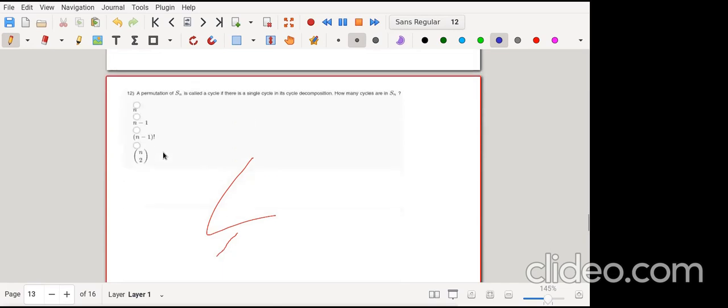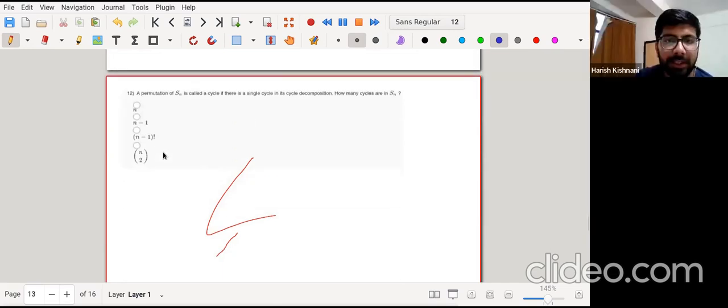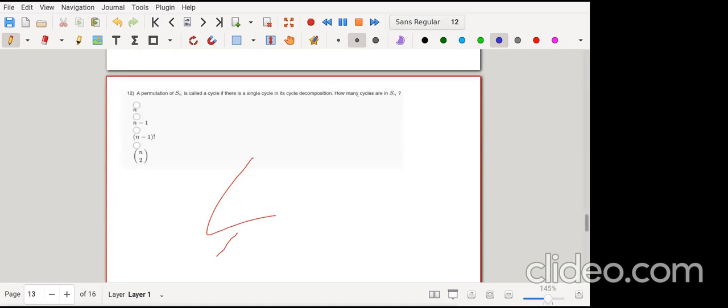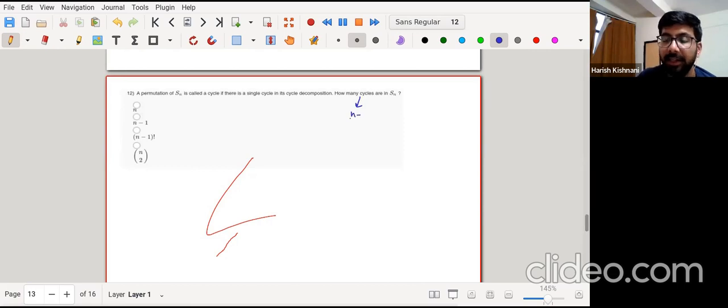So a permutation of Sn is called a cycle if there is a single cycle in its cyclic decomposition. How many cycles are in Sn? So here there is a typo. How many n cycles are there in Sn? You need to find them.